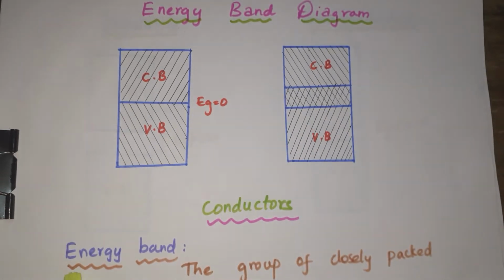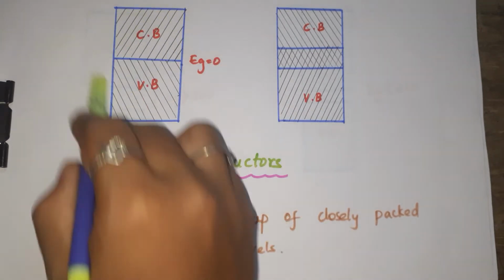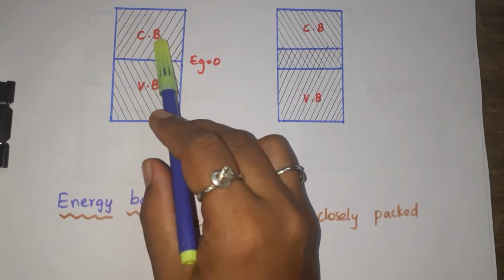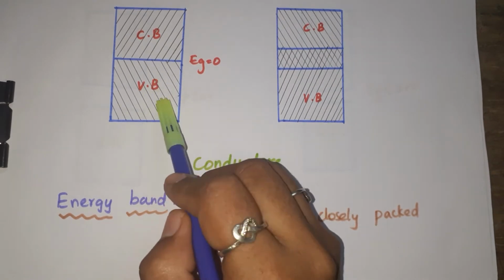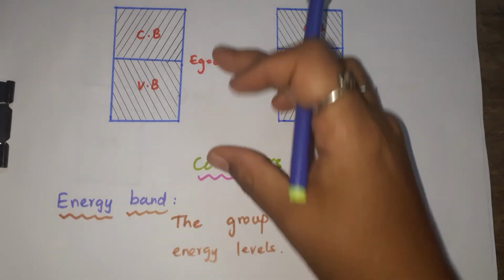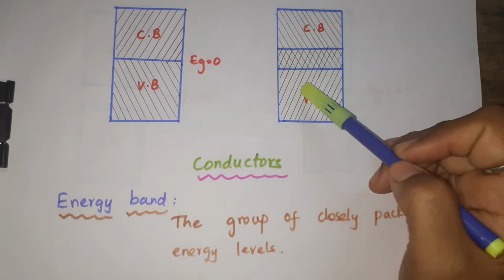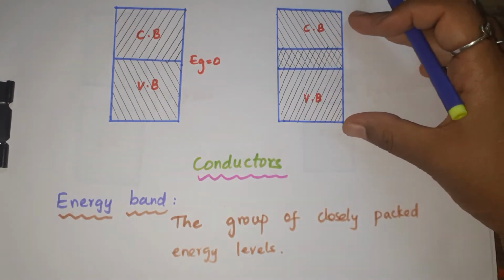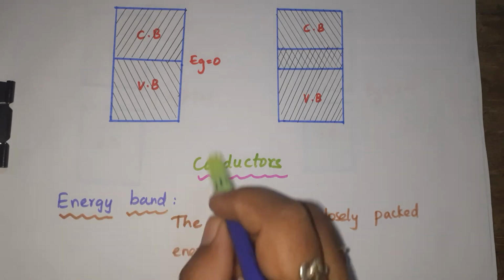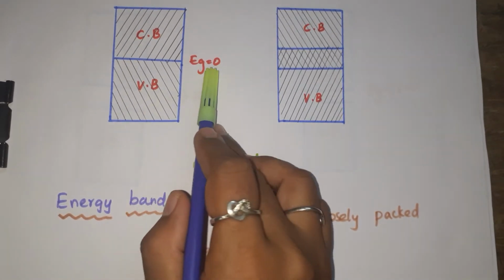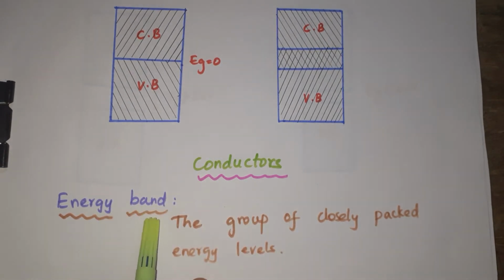Okay, so I just mentioned here energy band. What does energy band mean? This is the energy band diagram, right? In this energy band diagram, what all can you see? Conduction band, energy gap, valence band. So what does energy band mean? The group of closely packed energy levels is called an energy band. Now you understood, I guess. So CB, VB, Eg: these are all closely packed, which can be called an energy band.